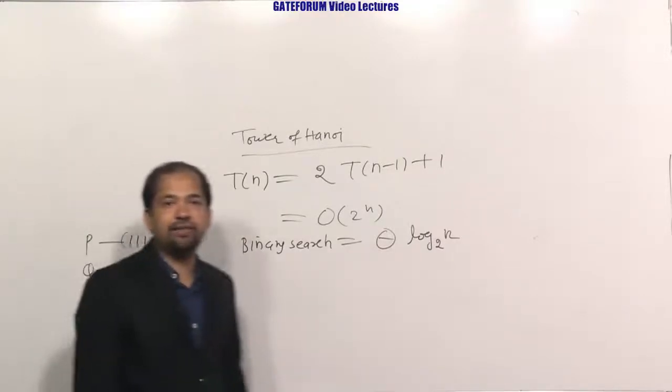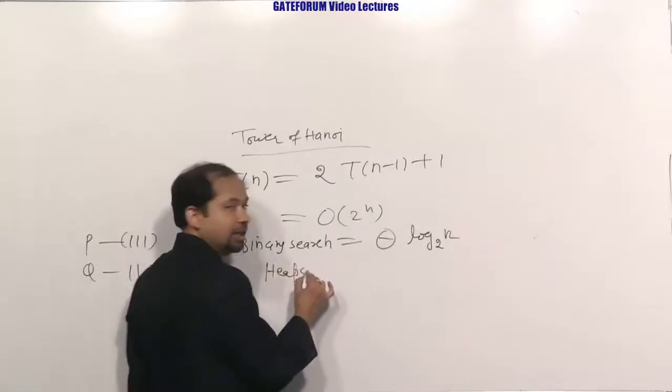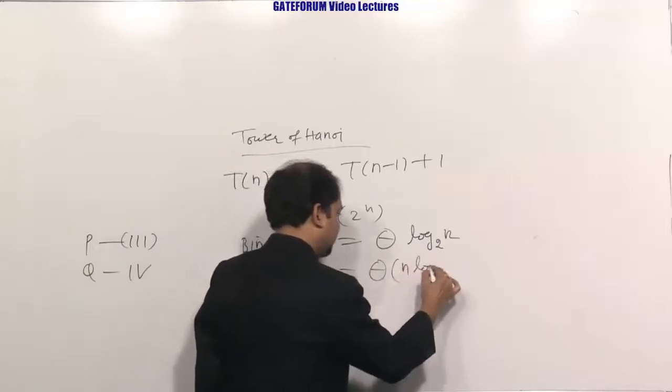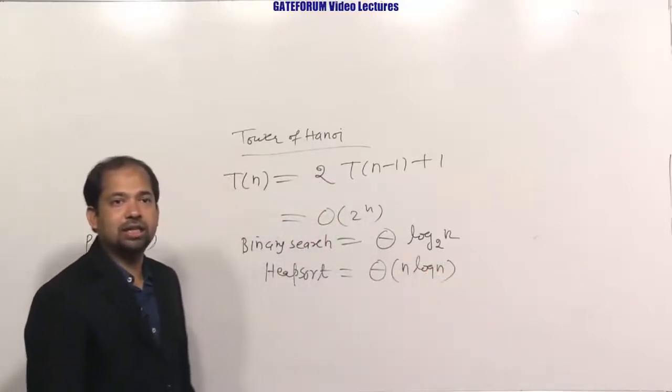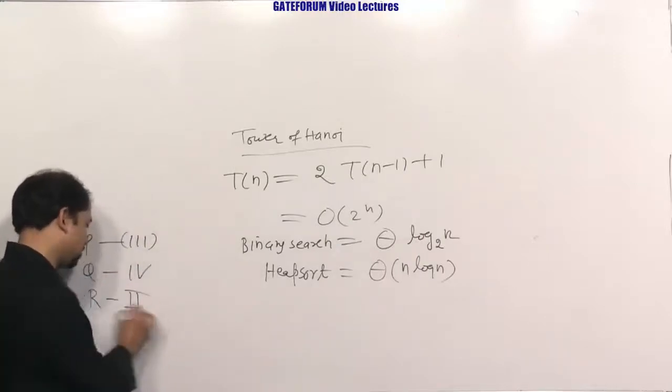Now heap sort, given n numbers, the worst case of heap sort is order of n log n. So n log n is nothing but option 2 here. So R will be 2.